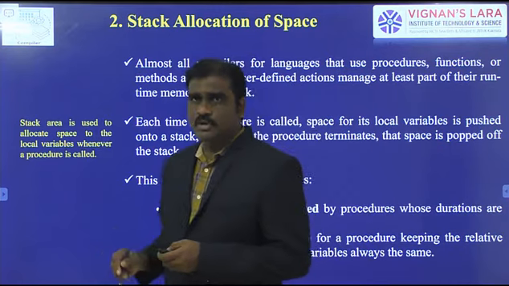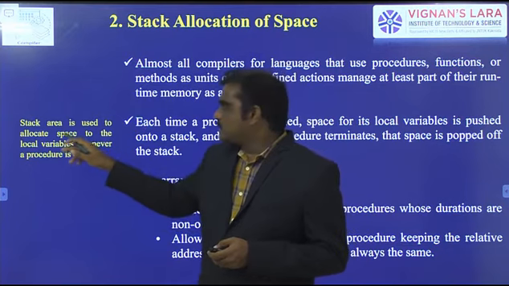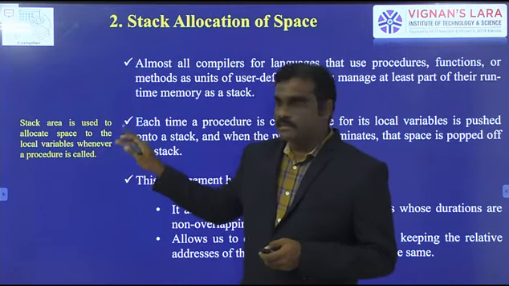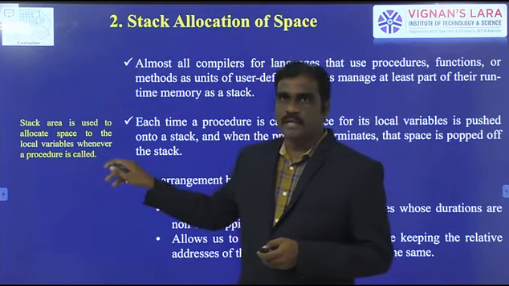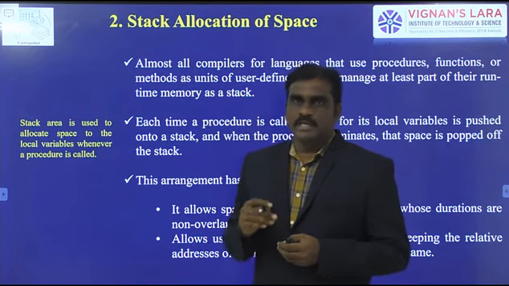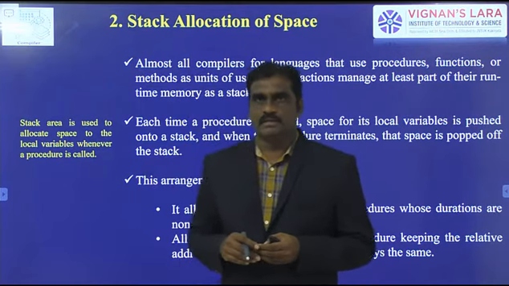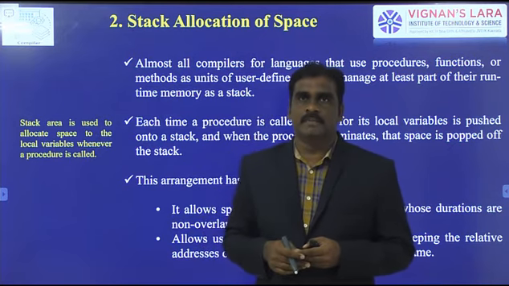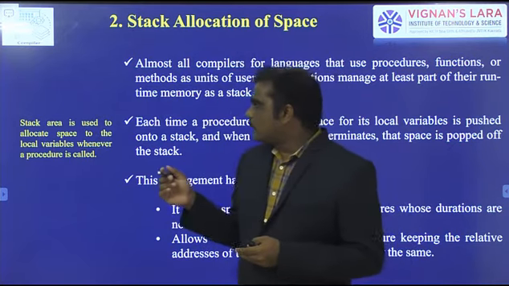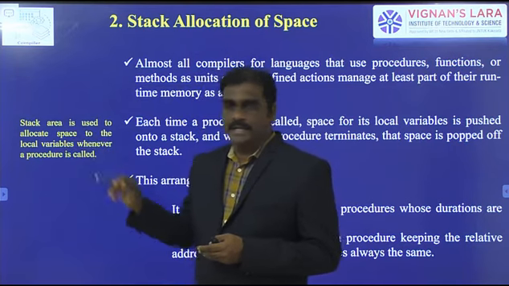So in stack allocation, the main purpose is that the stack area is used to allocate space to the local variables whenever a procedure is called. All of you know that in each and every program we are using some functions. So whenever a function is encountered, that function's variables we call local variables. Those local variables are stored in the stack area.